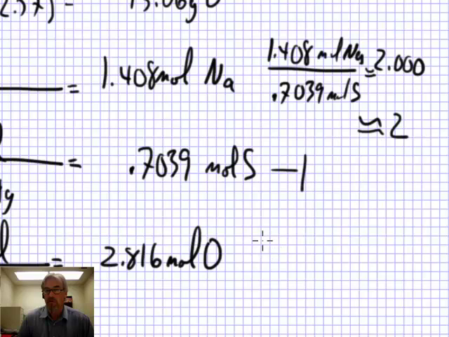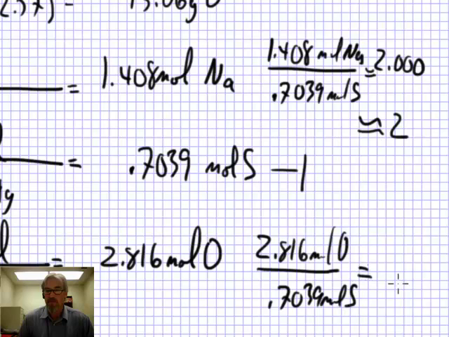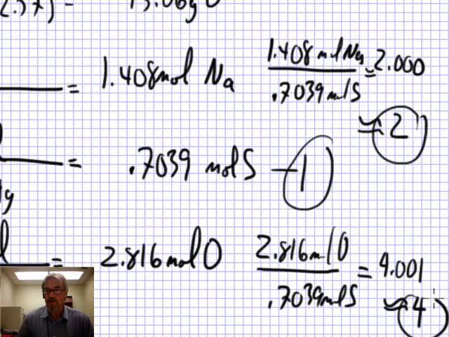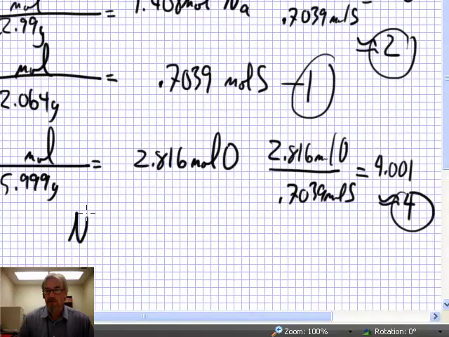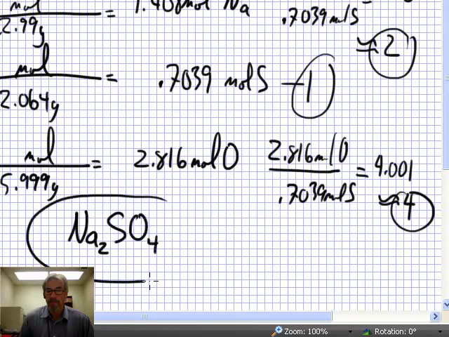And then if we take 2.816 moles of oxygen and divide by 0.7039 moles of sulfur, we get an oxygen-sulfur ratio, and this works out to 4.001. Again, that's really close to a whole number, so we can just round straight to a whole number. So it's 2 sodiums to 1 sulfur to 4 oxygens. So to make that into a formula, Na2, sulfur 1, oxygen 4 is our simplest formula.